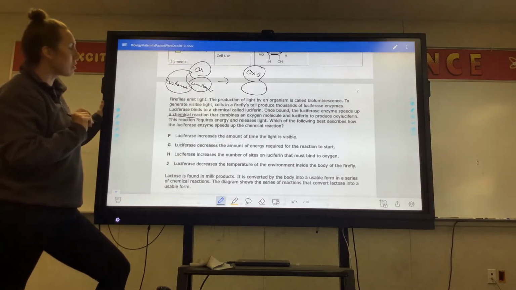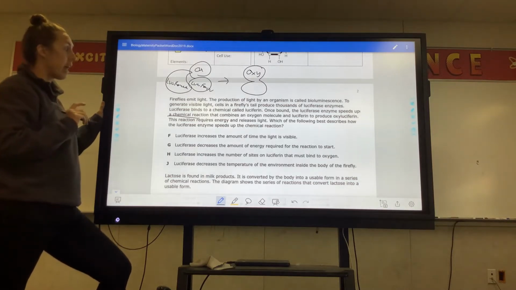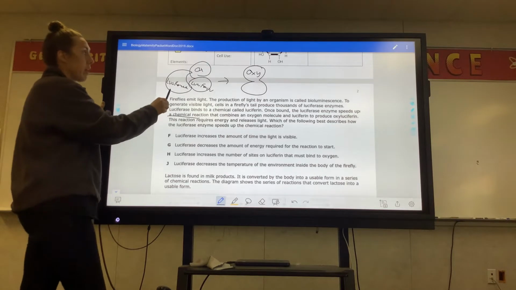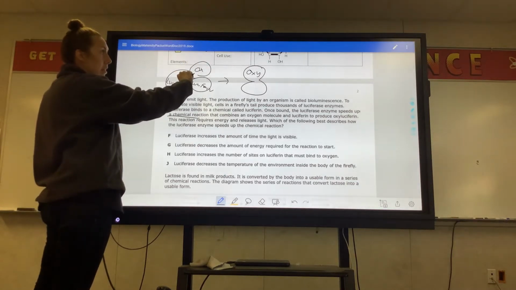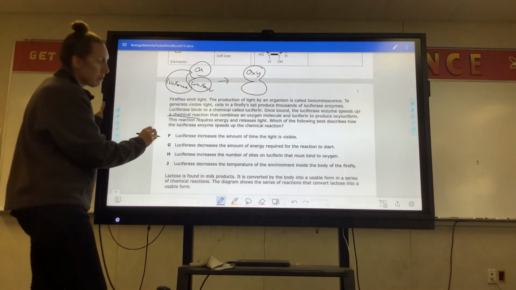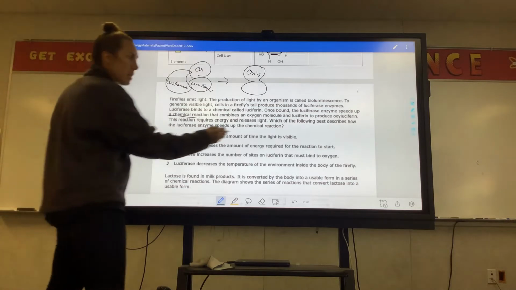Which of the following best describes how the luciferase enzyme speeds up the chemical reaction? Okay, so this is all we're doing, ready? It provides energy, puts them together, okay. Luciferase increases the amount of time the light is visible. Did we talk about time? No.